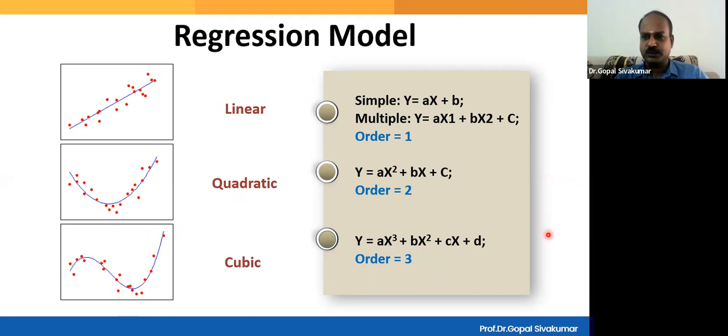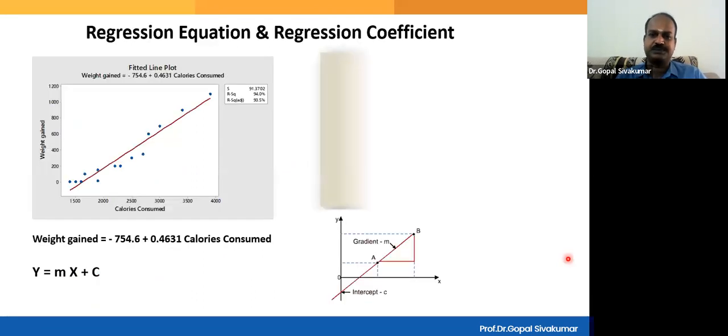Linear regression means the regression equation will only have x terms. Quadratic regression means your regression equation will have the x square term also involved in addition to the x terms. Cubic regression means your regression equation will have x cube involved in addition to x squared and x.